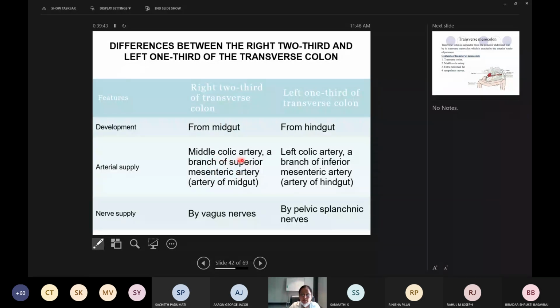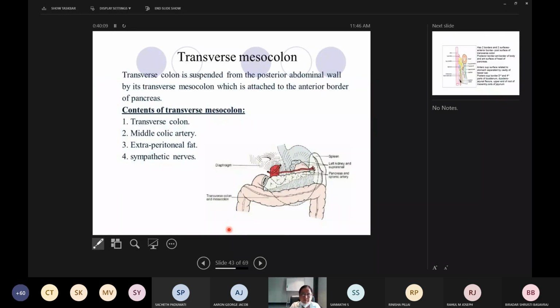So mainly the middle colic artery. Here the artery of the hindgut is the inferior mesenteric artery, so it will be supplied by the left colic artery. And nerve supply here, the parasympathetic is mainly by the vagus nerves and here mainly by the pelvic splanchnic nerves. So these are the differences between the right 2/3 and the left 1/3 of the transverse colon. Why you should know? Because developmentally they are different.